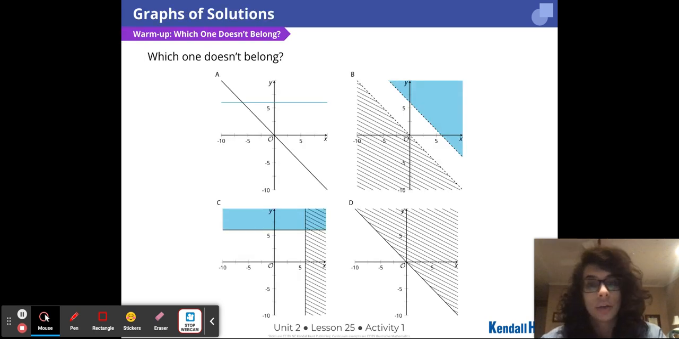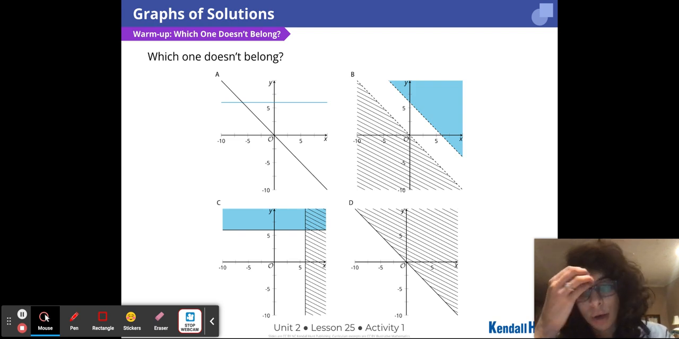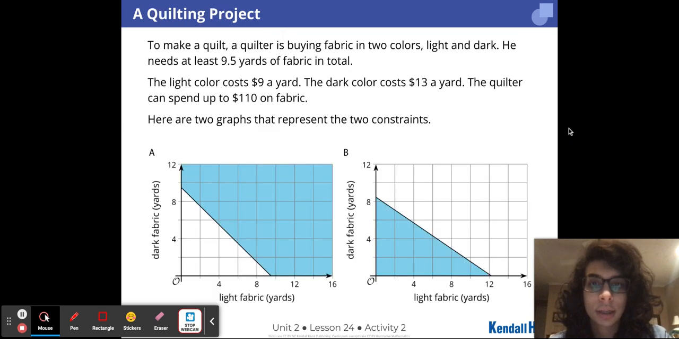So first things first, I want you to take a look at the four graphs here. I want you to choose a graph and tell me why it does not look the same as the other graphs. I want you to give me a full sentence. Don't just tell me A is different. I want you to tell me why you think A is different than all the other graphs. I'll give you a few minutes to answer that. Then we will move on to our quilting project.